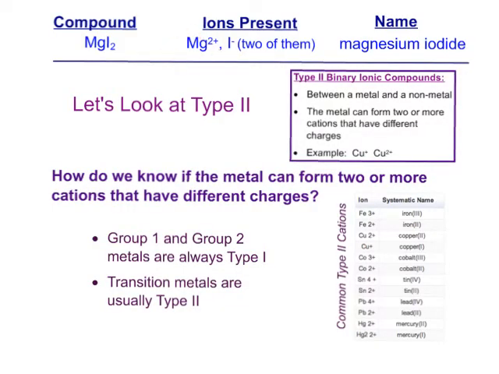This would be the ions. These would be the ions present. There are 2 iodide ions, and the name of that compound is magnesium iodide.